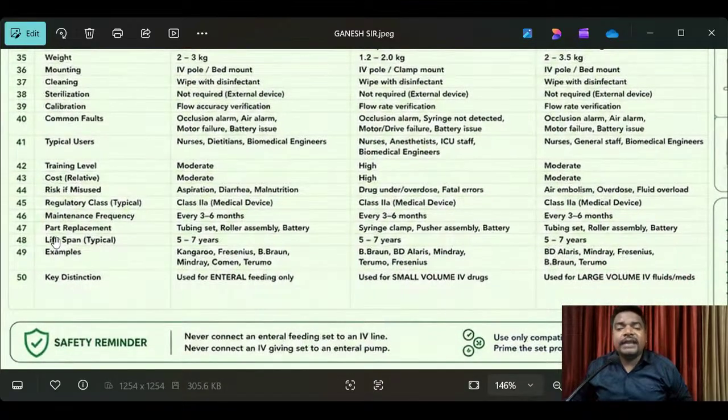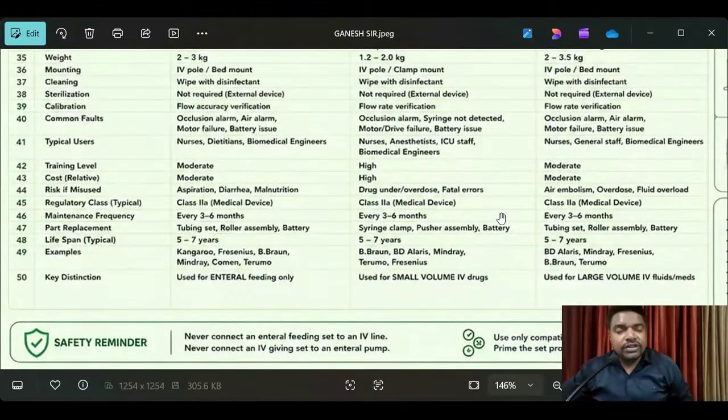Right now I'm going to explain the 46th point. See here, maintenance frequency. This is the key comparison point. When you compare, for feeding pumps every 3 to 6 months maintenance is required. Next, every 3 to 6 months for syringe pump and infusion pump as well. The 3 to 6 months is very, very important.